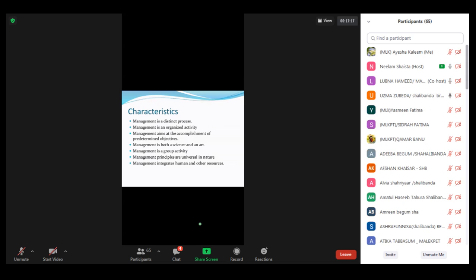It is science because it is based on certain laws and regulations. It does activities in a systematic and scientific manner. Putting ideas into execution is an art. So that's the reason it is known as science as well as art.